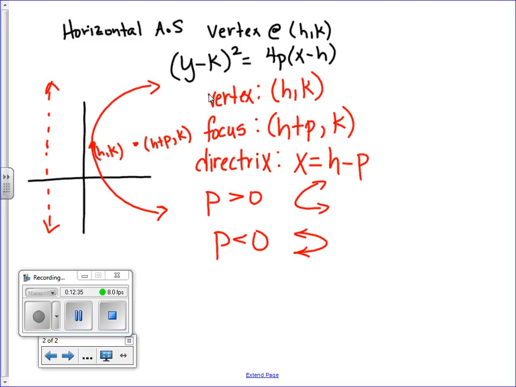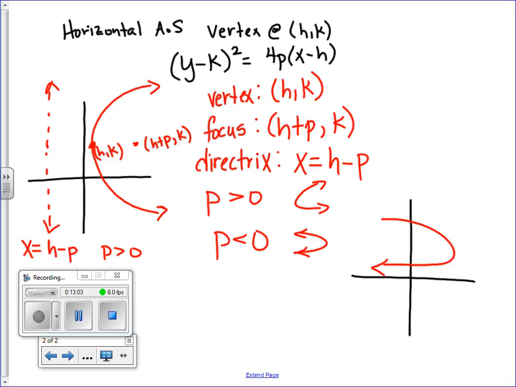The distance from here to here is how far? P units. Yep, it's the same. So this line is X equals H minus P units. And this is when P is greater than 0. So here, do a P less than 0, the skinny one. Probably so skinny I don't have room for all my stuff.